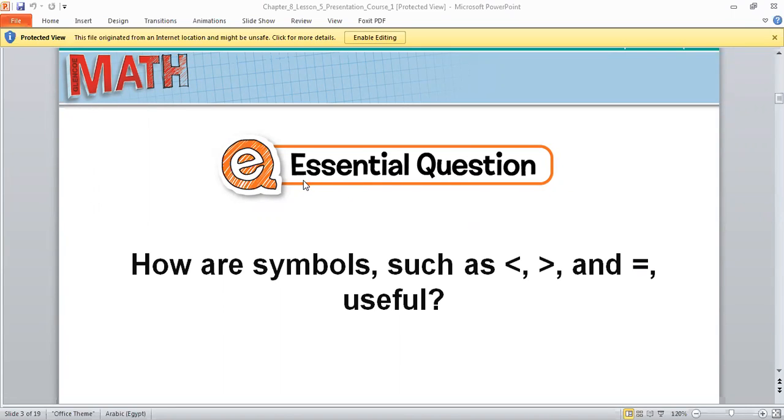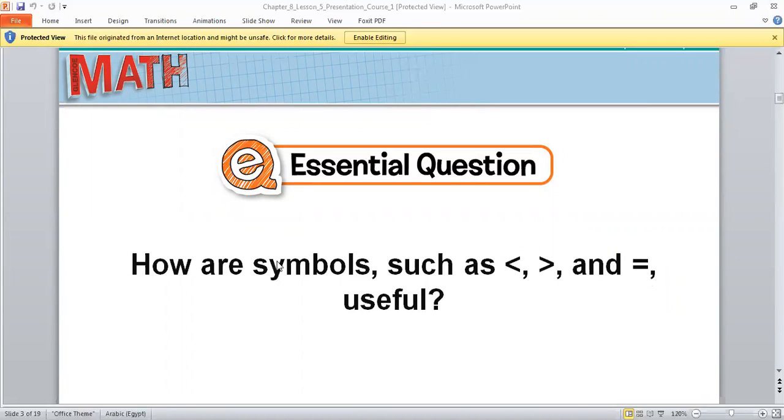Firstly, Turkey, read this essential question, please. The essential question is: how are symbols such as less than, greater than, and equal useful? This one, my friend, is called less than. This one is greater than. And this one is equal.